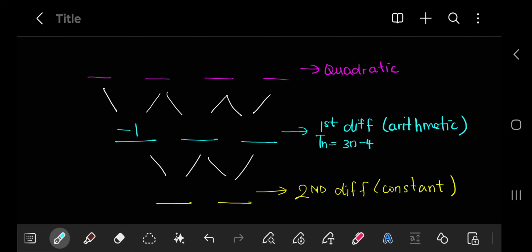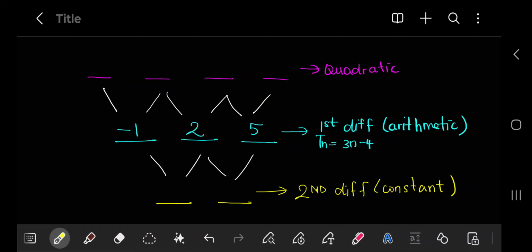If I substitute 2, second term would be 2. If I substitute 2, it would be 6 minus 4, which gives you 2. That's correct. If I substitute 3, it would be 9 minus 4, which gives you 5. So we now have the first 3 terms in the first difference. And we can use those to get the second difference.